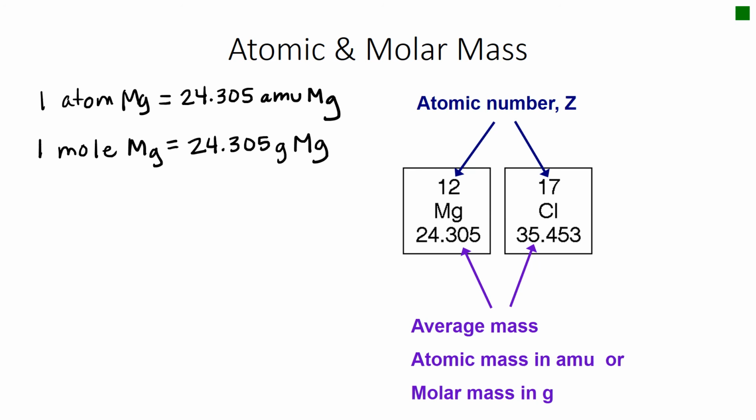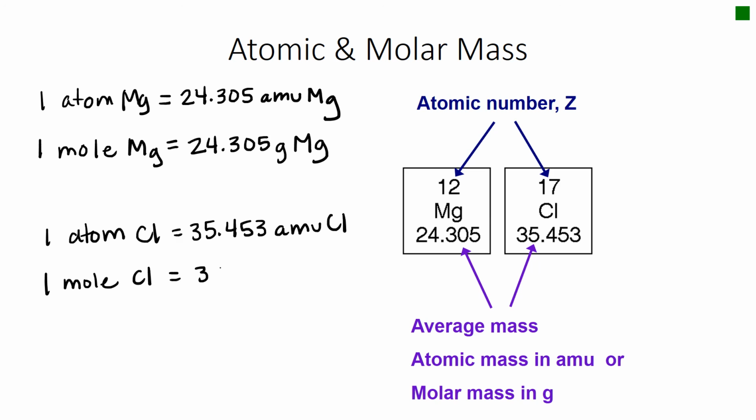The same works for chlorine. If we have 1 atom of chlorine, we have 35.453 AMUs of chlorine. Or if we have 1 mole of chlorine, we have 35.453 grams of chlorine. Those look like conversion factors. We're going to be using those as written and come up with unit factors to solve a lot of these problems. That's the next module though. Good hint.